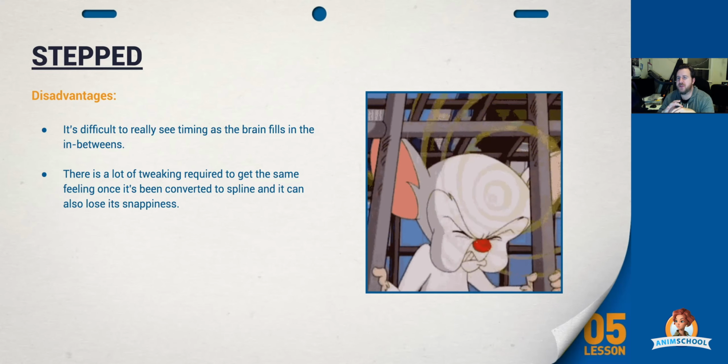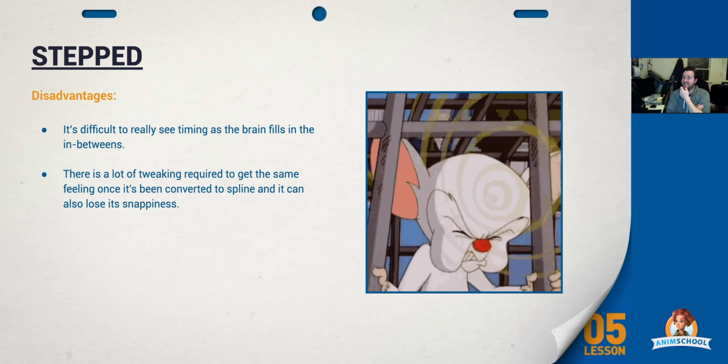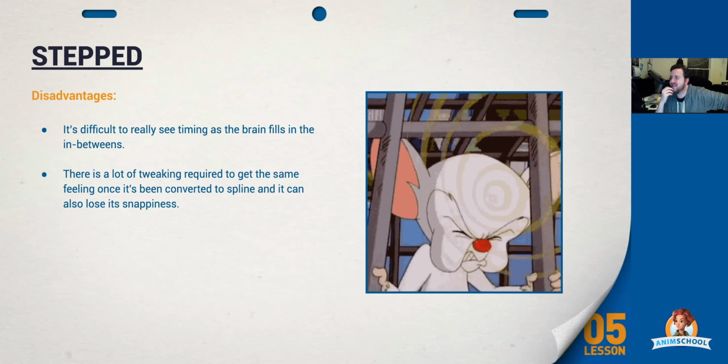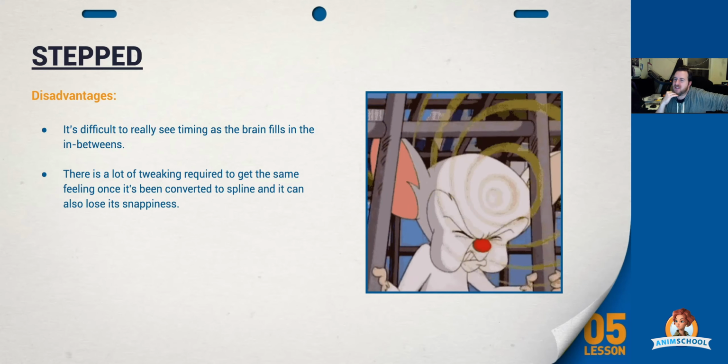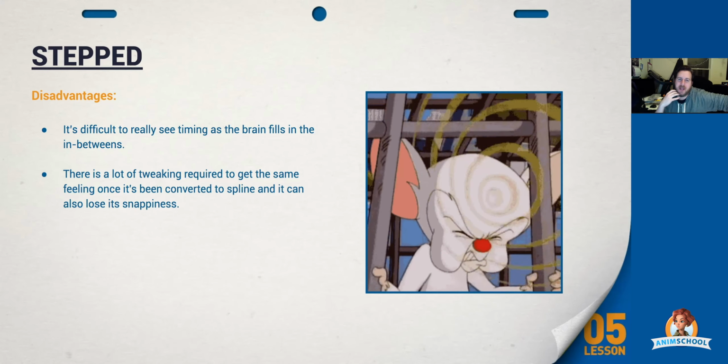So as students, you don't know what it's going to look like when you hit the spline button, which I recommend doing often just to see what it looks like. But we will watch it over and over and go, yeah, I'll buy that. The reality is our brain's going, it's like working. Your brain's like, yeah, this will make sense. This looks okay to me. But when you hit spline, it's not, right? There's a lot of tweaking required to get the same feeling once it's been converted to spline, and it can also lose its snappiness.